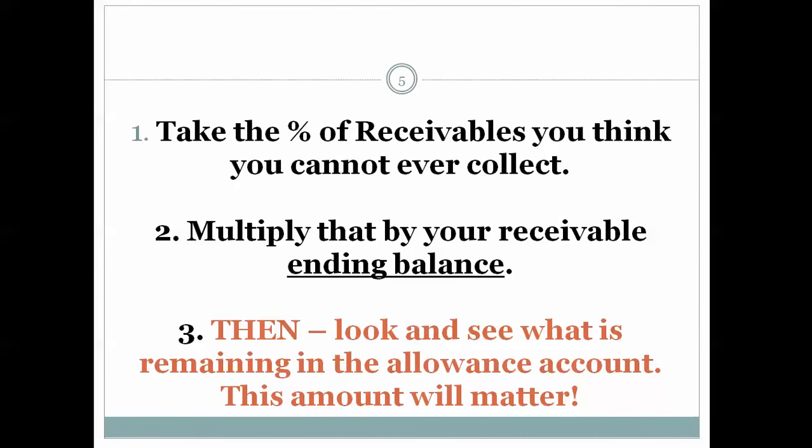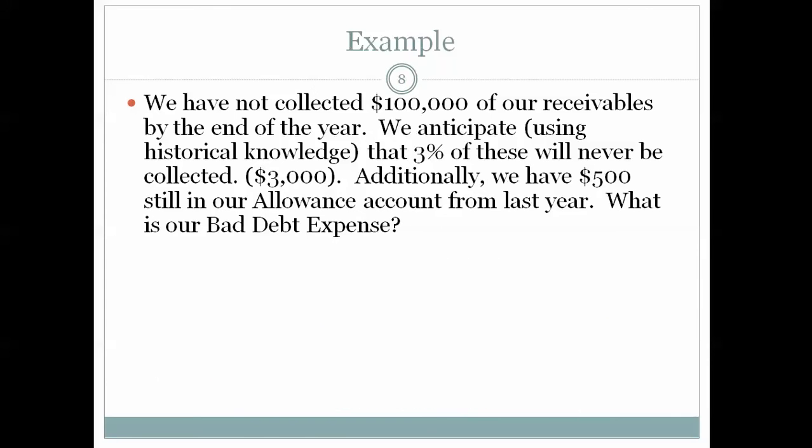So the steps under the percentage of receivables: you are going to have that historical percentage. You're going to multiply that historical percentage to your ending receivable balance, and then you are going to be looking into the remaining amount in the allowance account, and you will be taking this amount into consideration when you calculate your bad debt expense for the year. Any of those adjustments I'll be demonstrating in the next problem, but for simplicity I'm going to give you the ending balance $100,000, and we anticipate, using our historical knowledge, that 3% of these will never be collected, or $3,000.